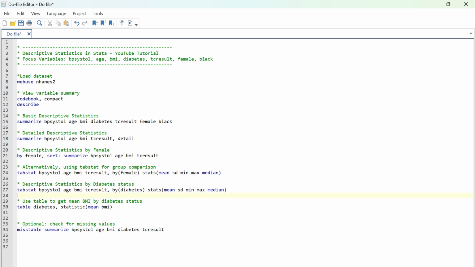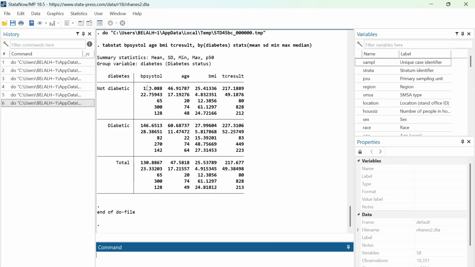And then you can ask for specific stats. If you don't ask for specific ones, it's going to give you only the mean. So you are asking for stats, in brackets, mean, standard deviation, SD, minimum, maximum, median. So start with tabstat, and then the variable that you want to know about, comma by the group variable, which is diabetes. That group is between diabetes and non-diabetes. Select this and run the command.